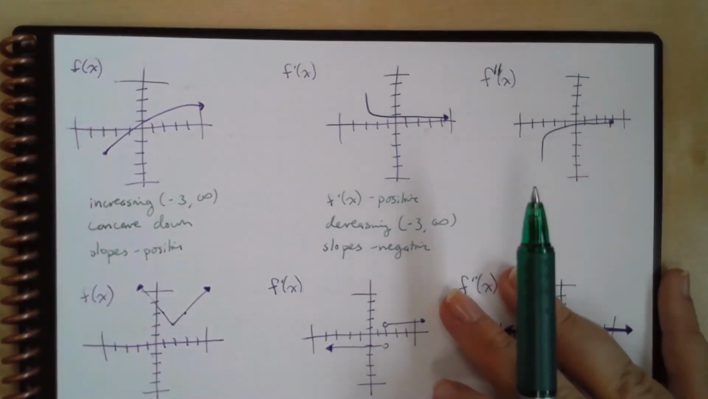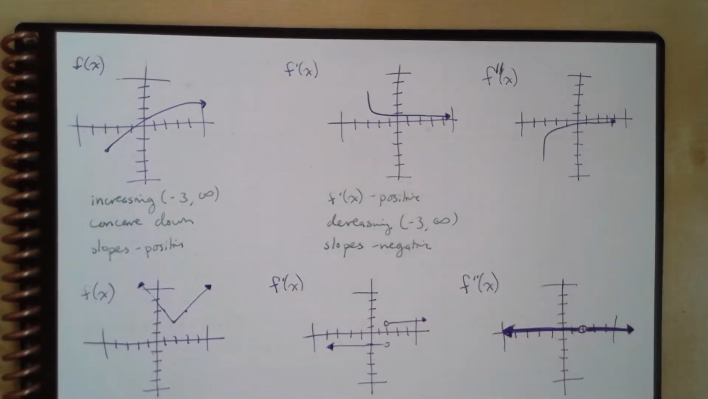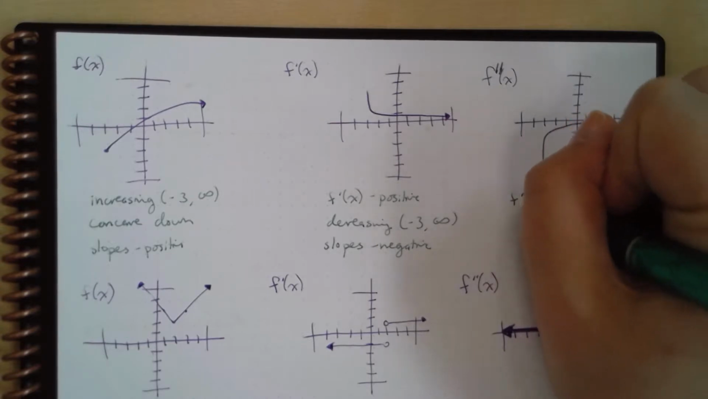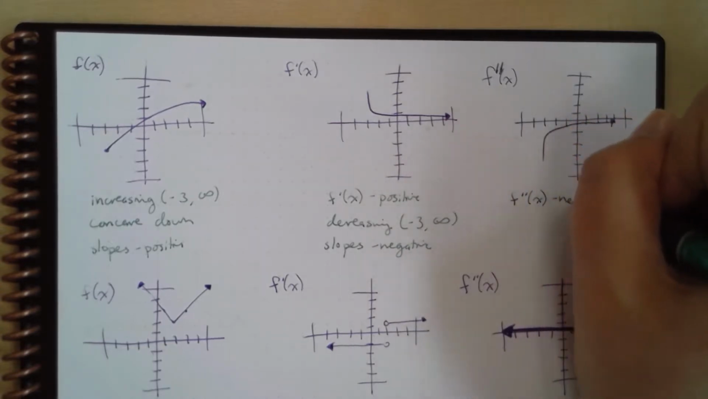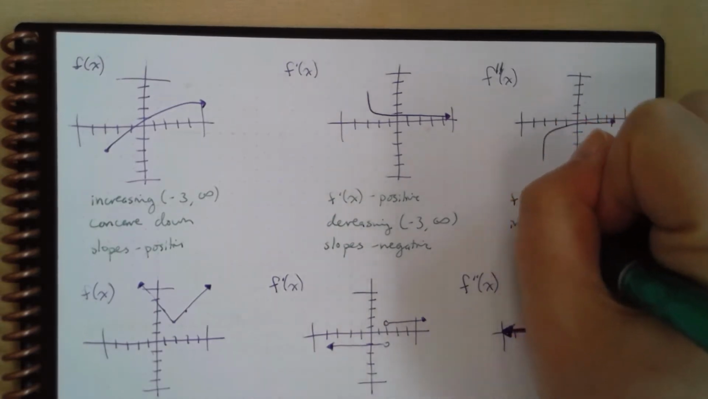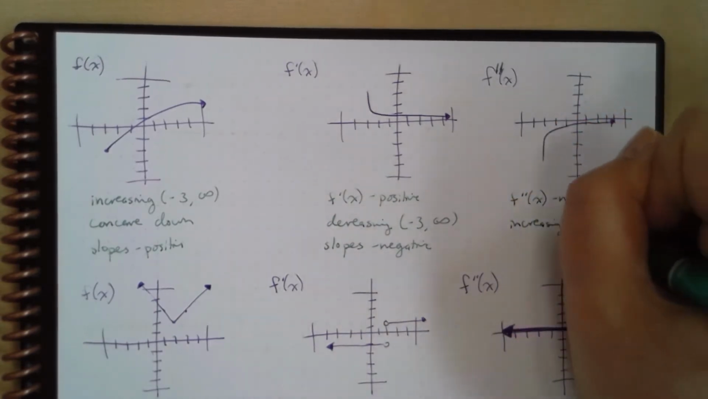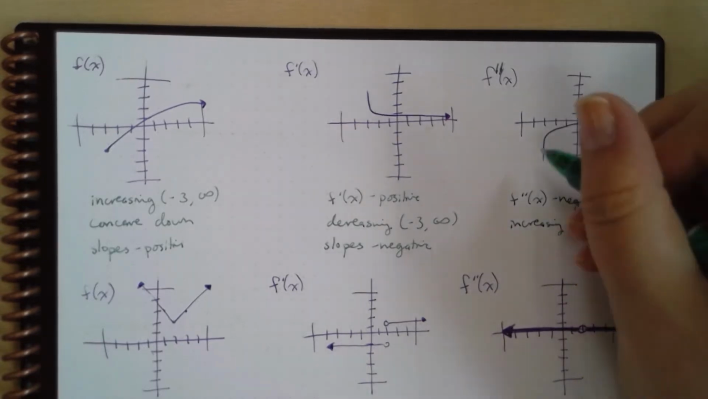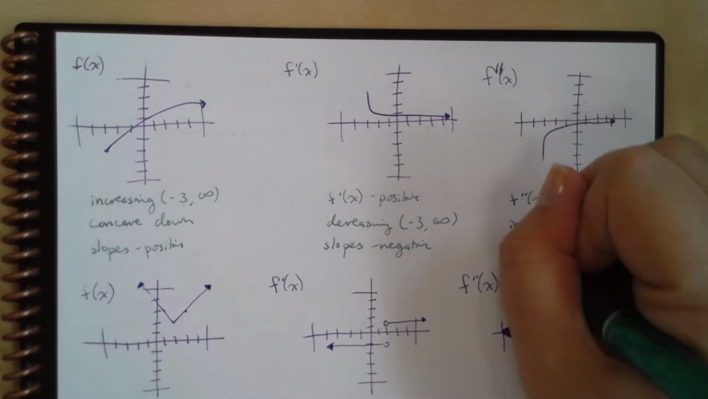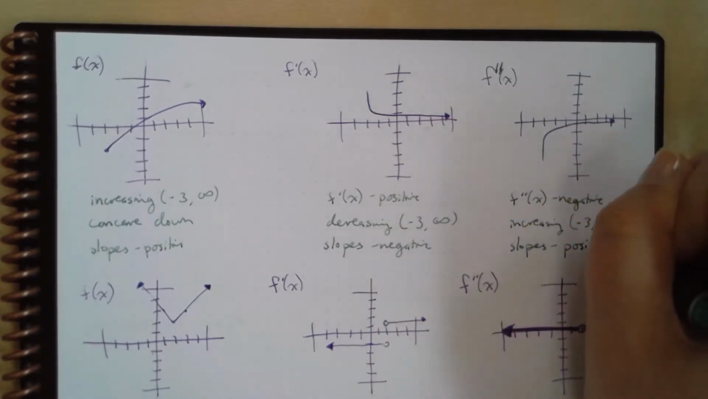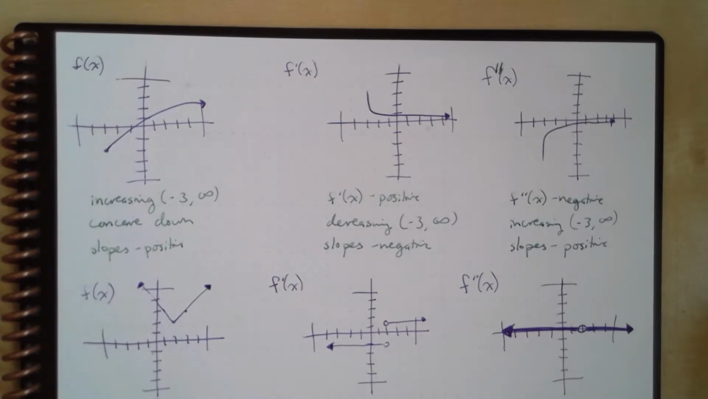Now let's look at f double prime of x. Here, it's negative, right? F double prime of x is negative. But it's actually increasing from -3 to infinity. And if, again, I drew my slopes, these would be positive. Just a good way to see the relationship between these. Let's look at another set.